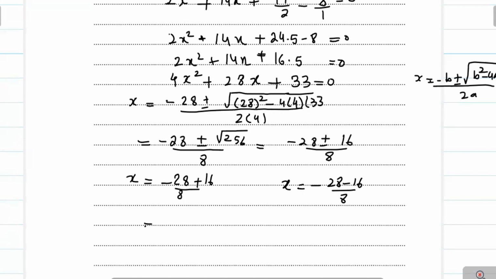Therefore, this value is minus 12 over 8, and this will be equal to minus 3 over 2, or minus 1.5. And the other value here will be equal to minus 44 over 8, and we can write it as minus 11 over 2.